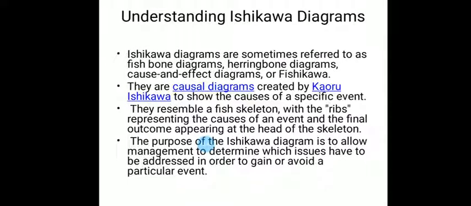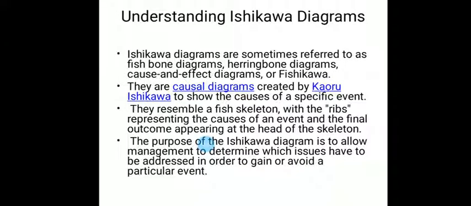The Ishikawa diagram is sometimes referred to as the fishbone diagram, herringbone diagram, or cause and effect diagram. They are causal diagrams created by Kaoru Ishikawa to show the causes of a specific event. They resemble a fish skeleton, with the bones representing the causes of an event and the final outcome appearing at the head of the skeleton.